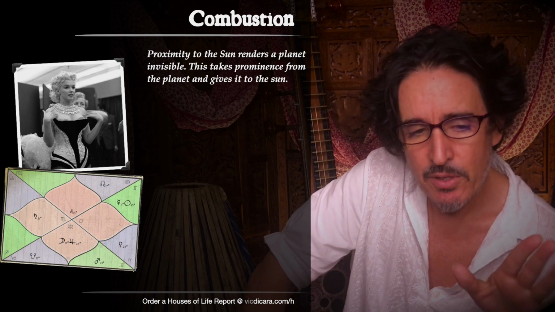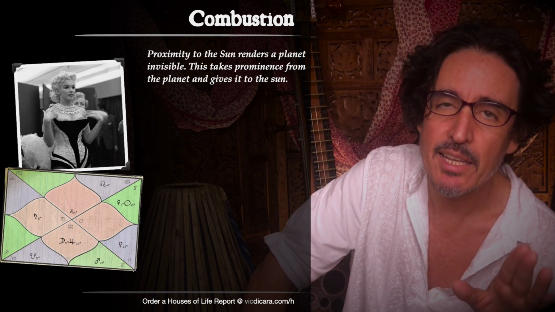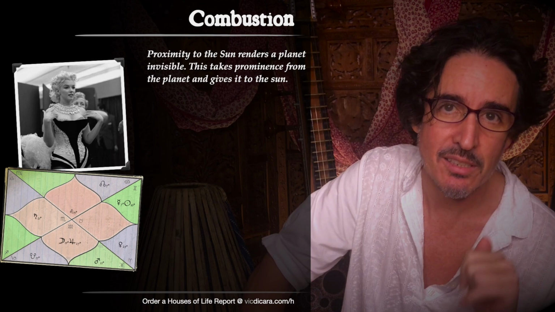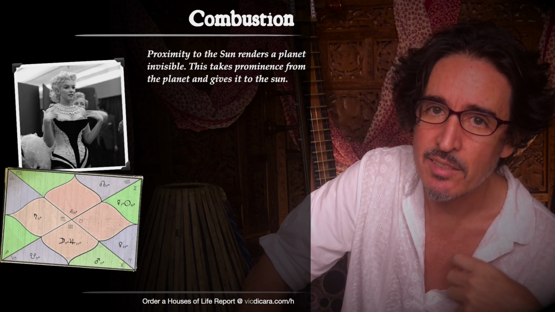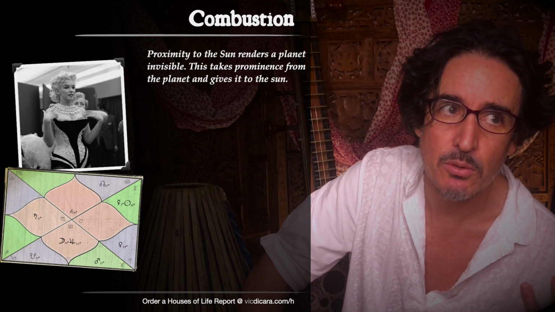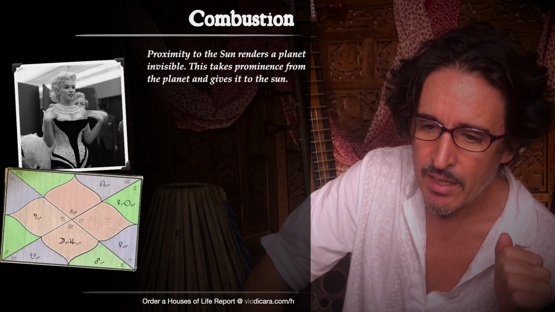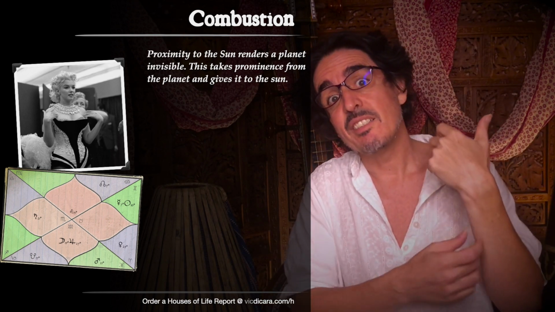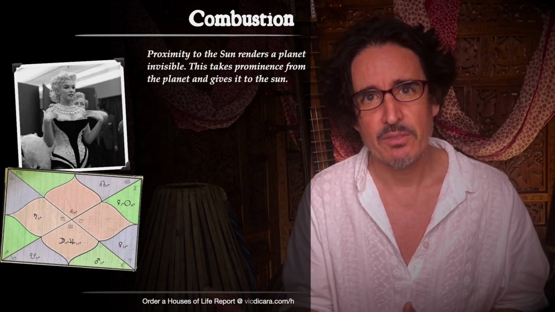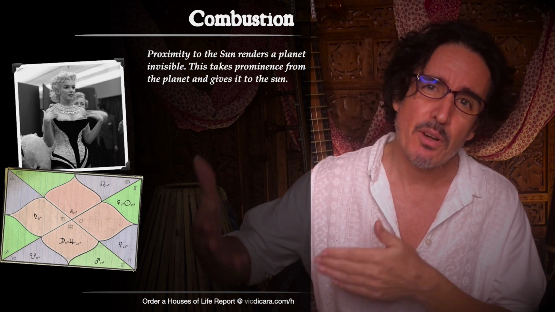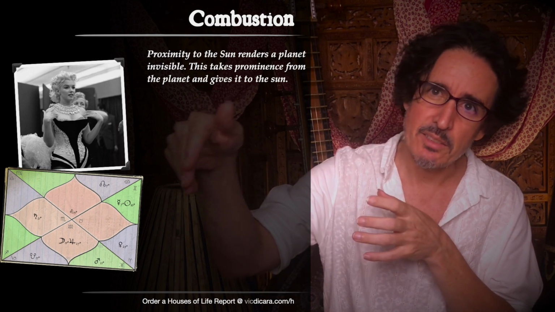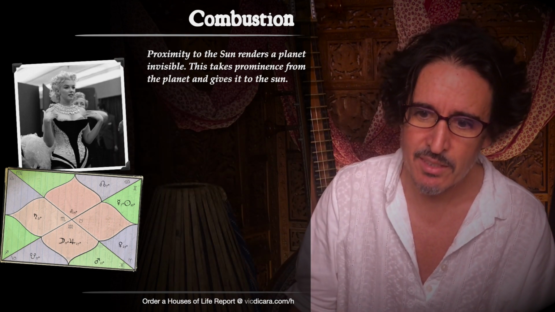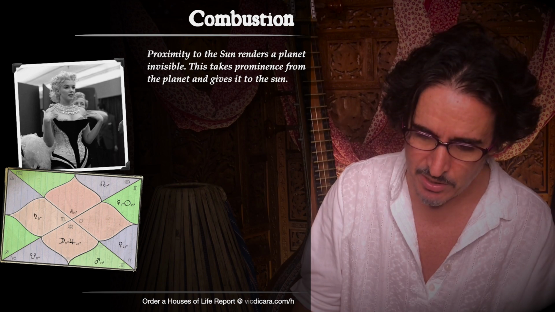So here's how combustion works. If you get close to the sun, it is very bright and we won't be able to see you. We'll only see the sun. And so when you become invisible from the sky, that signifies you're losing your potence. You're losing your importance. And it also signifies the sun is swallowing you. So the sun will gain the prominence from a planet that comes too close to it, and that planet itself will lose it or give it to the sun. That's the concept behind combustion.